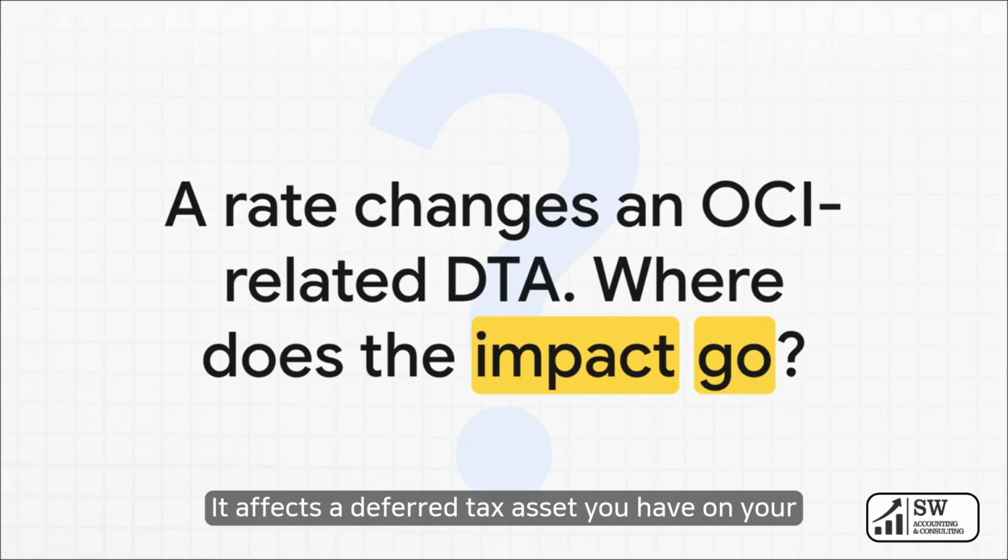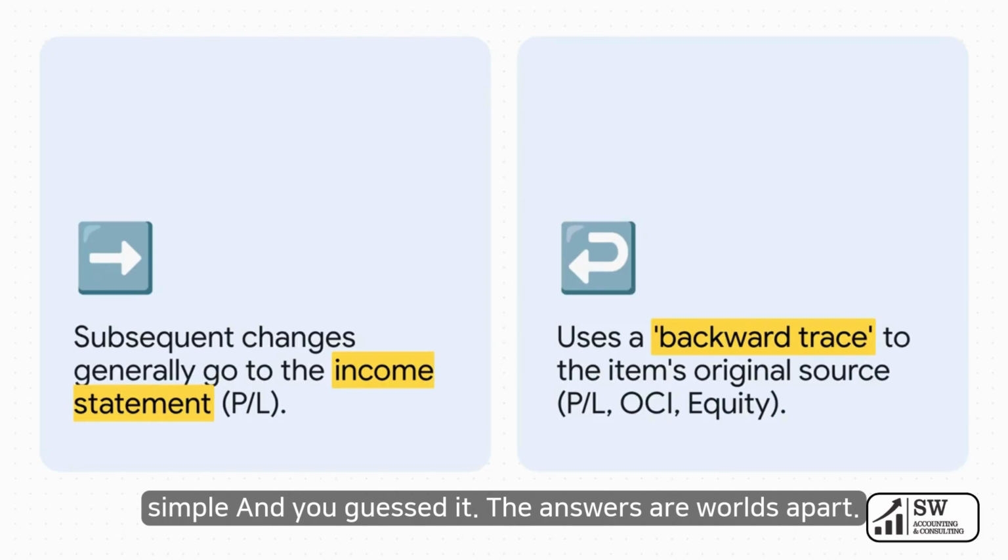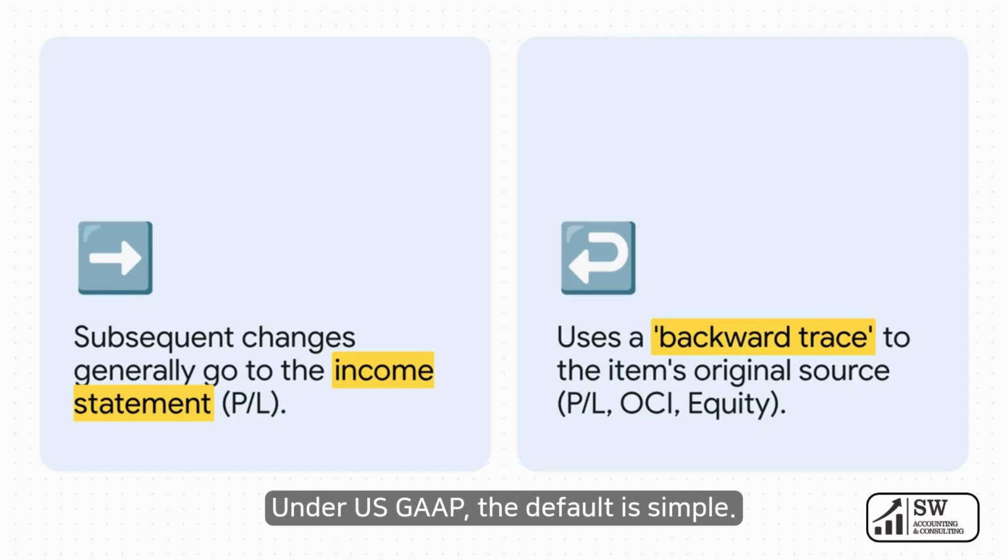Imagine a tax rate changes. It affects a deferred tax asset you have on your books. And that asset was originally created because of a transaction that you recorded in OCI, other comprehensive income, not in your regular net income. So where does the impact of that rate change go? And you guessed it, the answers are worlds apart.